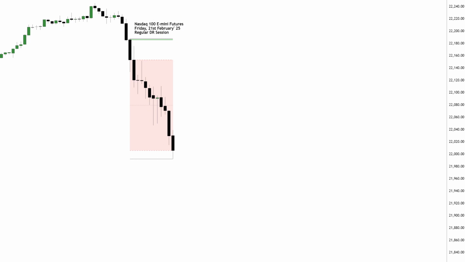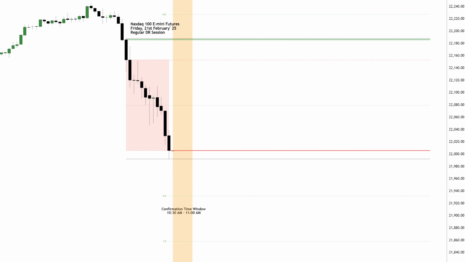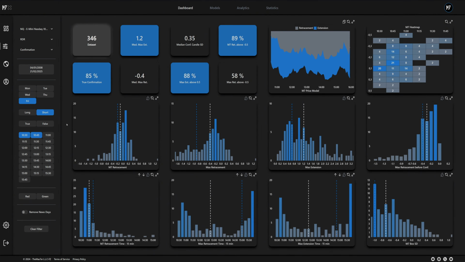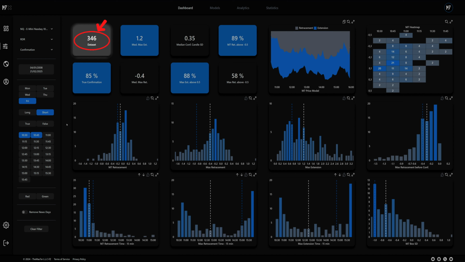We are focusing on a specific confirmation time window where we want to have a short confirmation between 10:30 a.m. to 11 a.m. The probabilities which I will share with you will not include any confirmation after that particular time window. Once the confirmation happens during that specific time window, we are dealing with 346 datasets in total where this unfolded over the past 17 years.